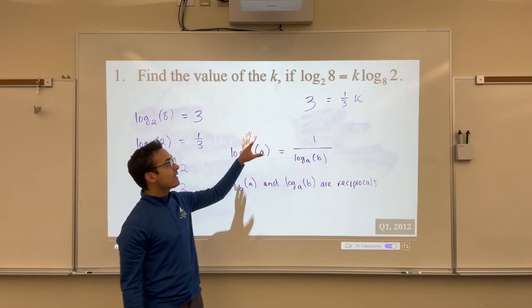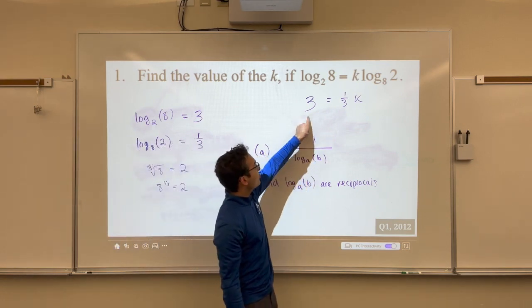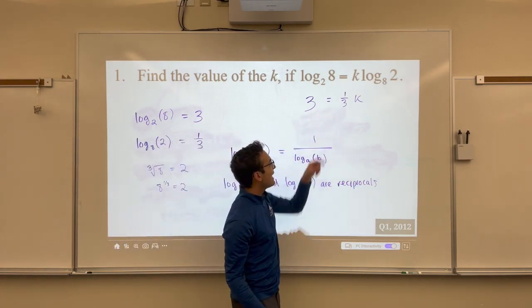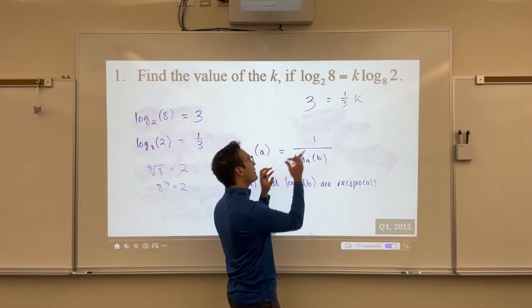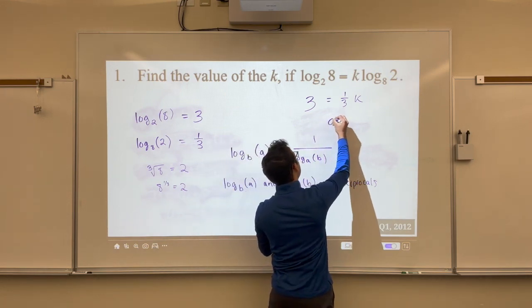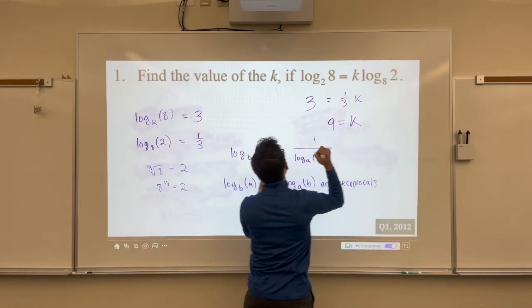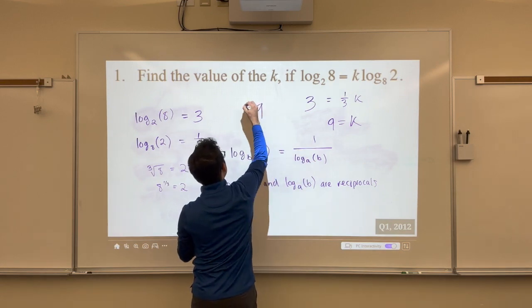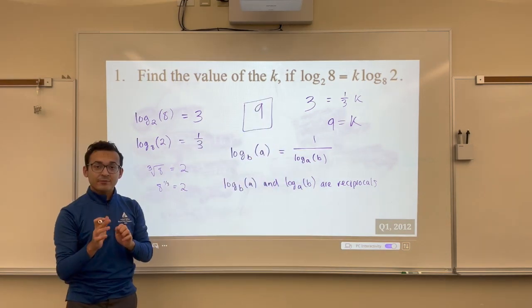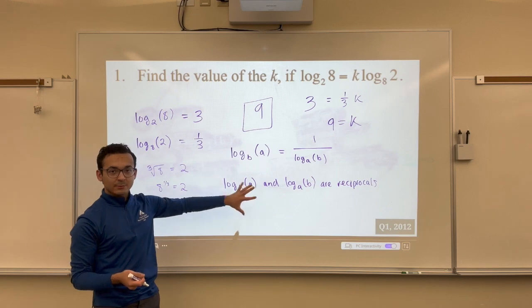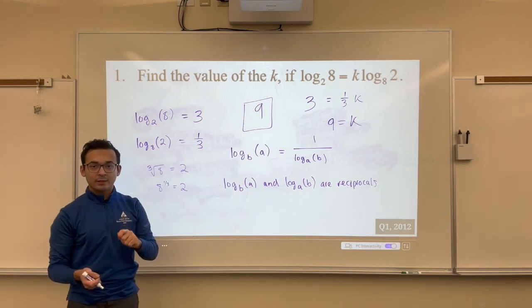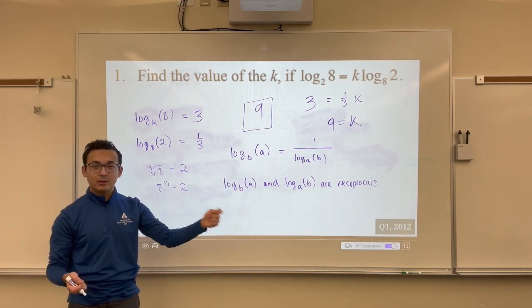Alright, now to actually answer this question, we have said that 3 is equal to 1/3 k. Therefore, if we multiply 3 on both sides, we would say that 9 is equal to k. So our final answer to this problem is 9. The takeaway from that problem, remember the reciprocal rule. Alright, let's move on to our final 3-pointer of this video.